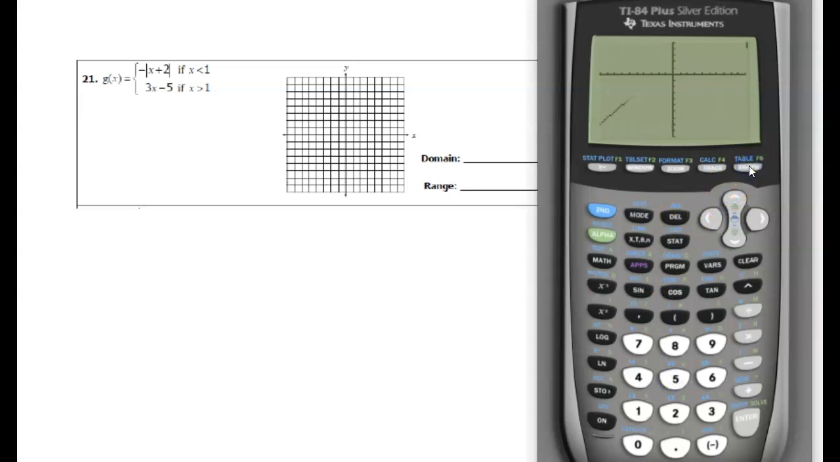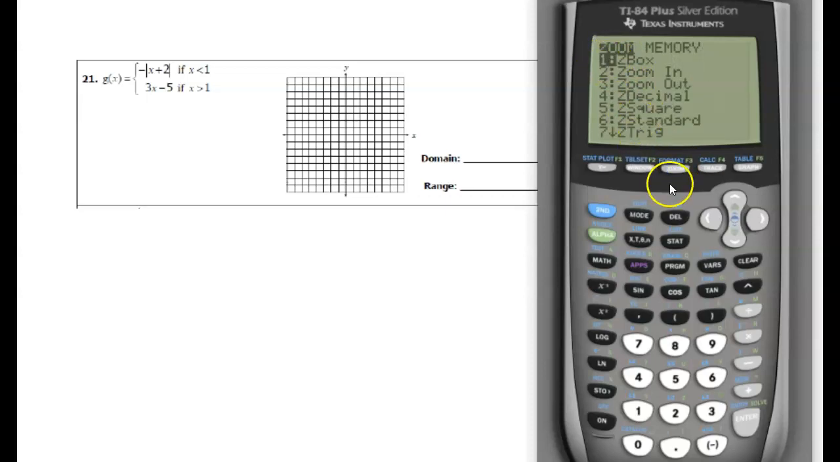Let's see. All right. Look at that. I'll go ahead and do my Y-max higher just in case. Let's do 8. Okay. And if I zoom in, look guys, I can already tell I'm going to have a break here at 1. Look at that break. So there is a hole right there on the graph.